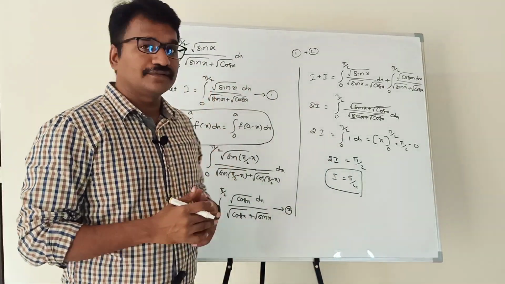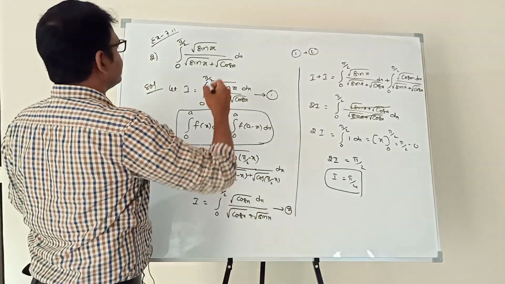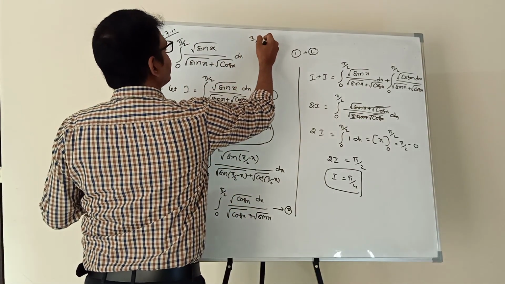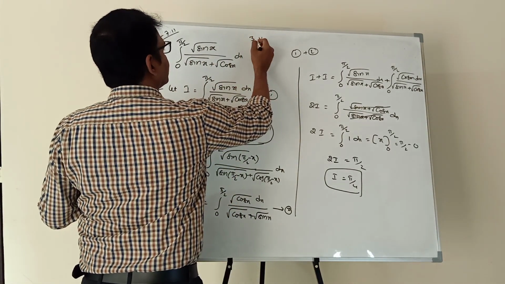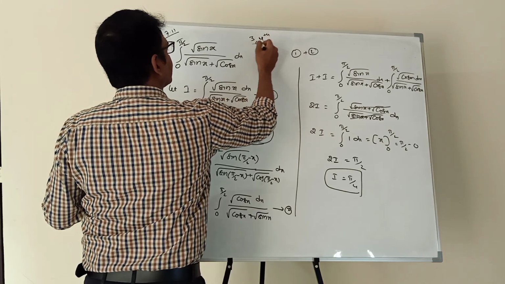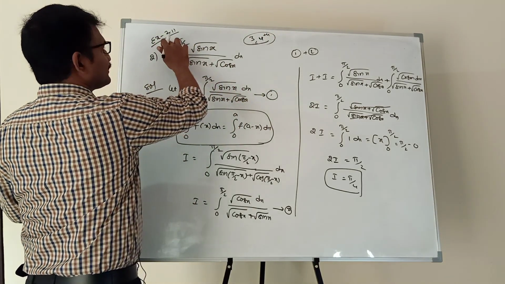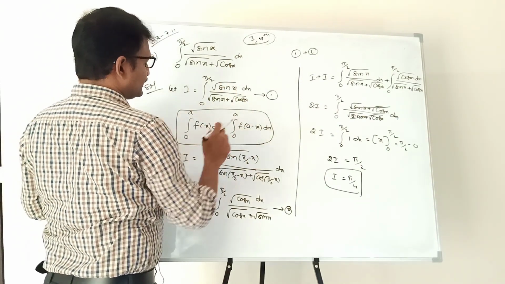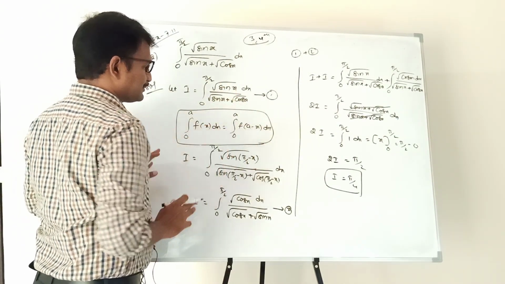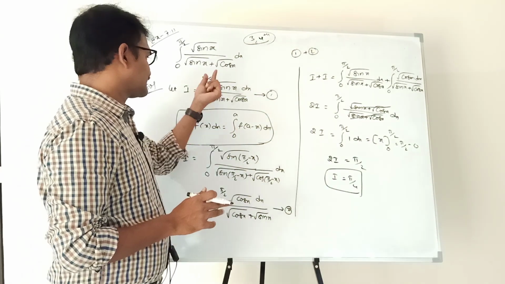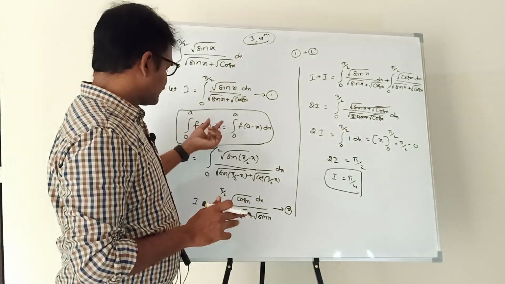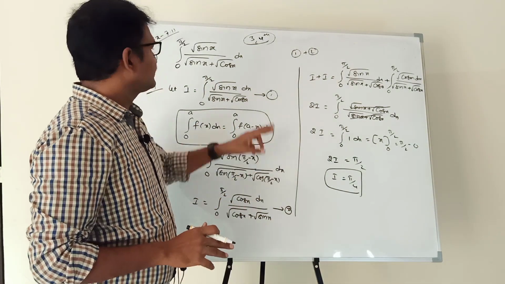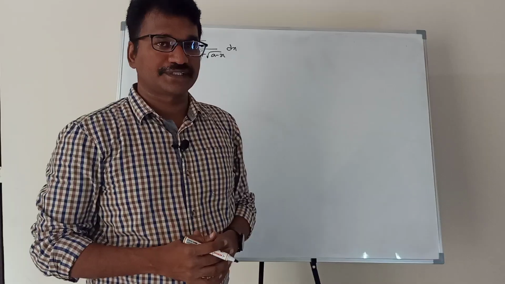Similarly, you can solve the third problem and fourth problem in exercise 7.11. Third problem, fourth problem, by using the property you can solve. Wherever x is there, just replace x with a minus x, here pi by 2 minus x. Then you will get the same answer for the third problem and fourth problem.